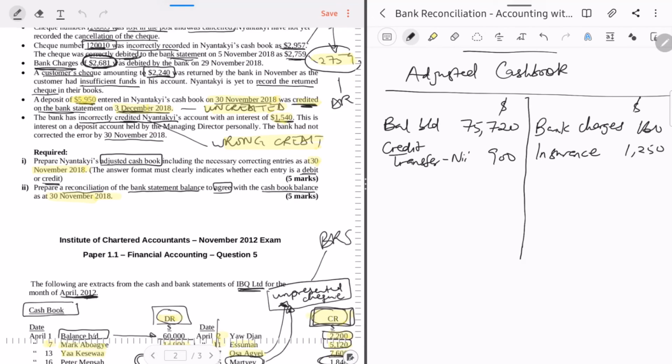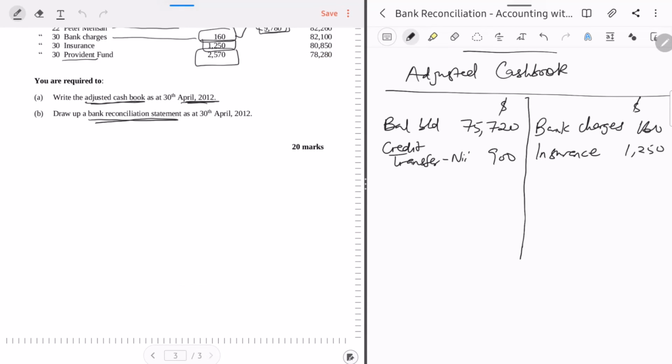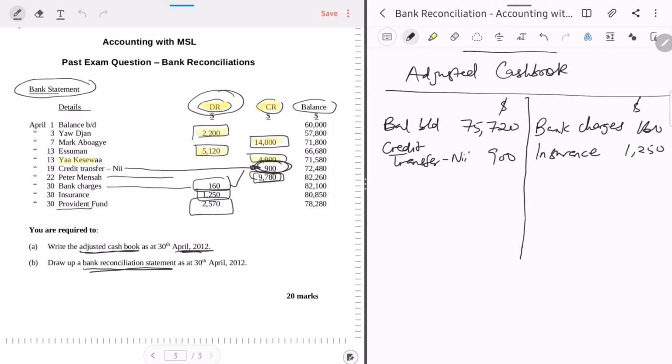Then you can see finally provident fund of 2570. I don't remember seeing any provident fund here. Can you see on the credit side? So if the bank has debited me, I need to what? Credit. So provident fund of 2570. And ladies and gentlemen, we are done.